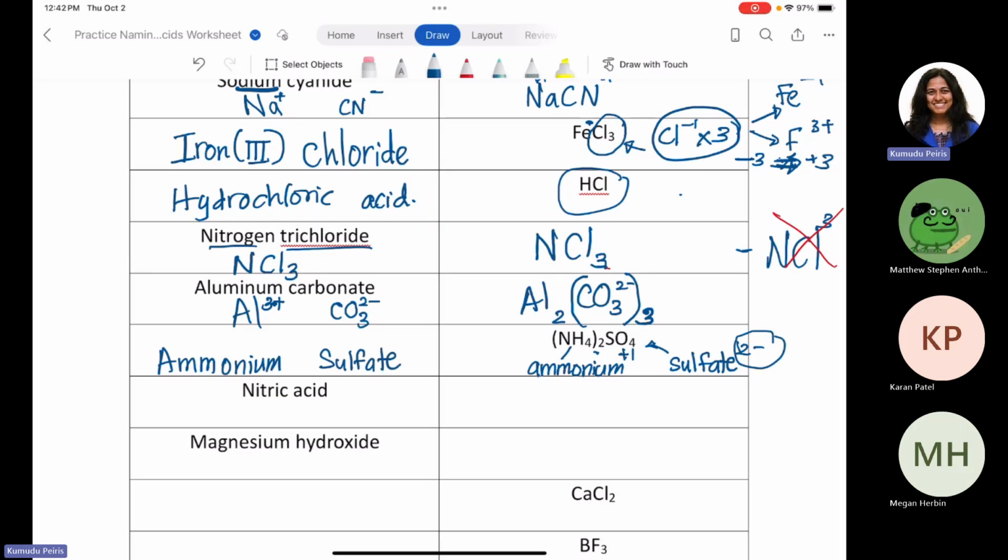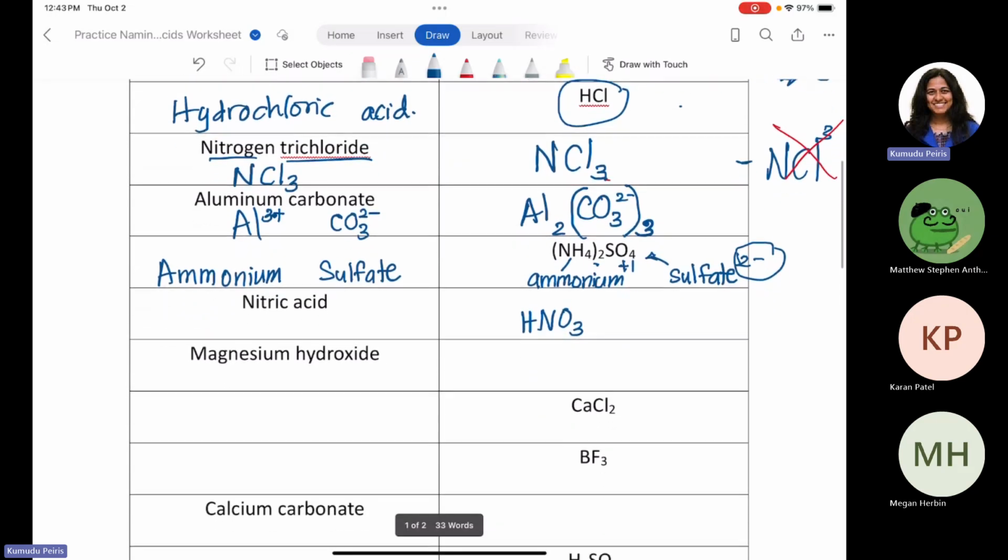All right. Nitric acid. Acids should always have a hydrogen. An acid is a substance that should be able to donate H plus, release H plus. So acids should have one or more hydrogens. Nitric, NO3, HNO3. Questions?